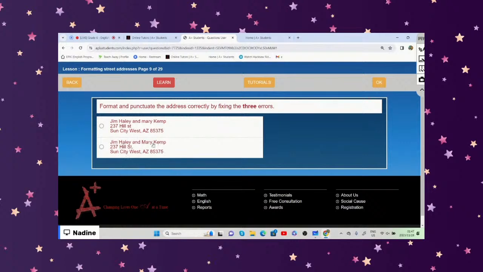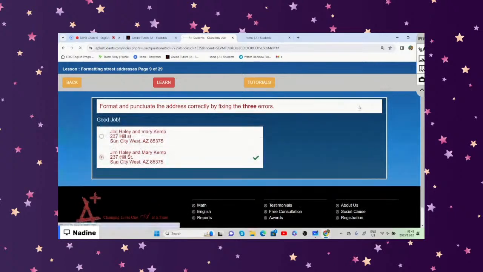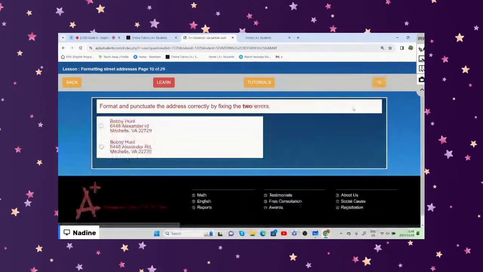The street address is 237 Hill Street, capital letter S for street, endpoint thereafter. And then we have Sun City West, followed by a comma, AZ, and then 85375, which means that we will go with option 2. So if we choose the correct fixed up address, then we will go with the second one, right?